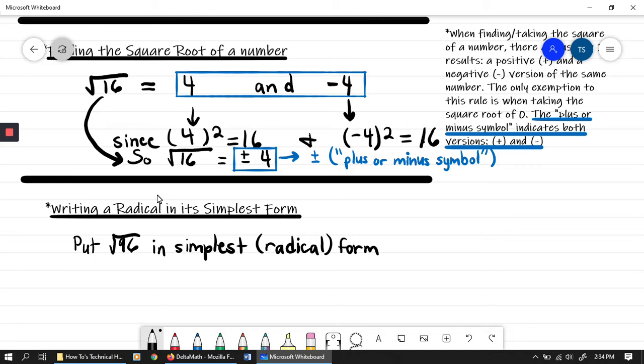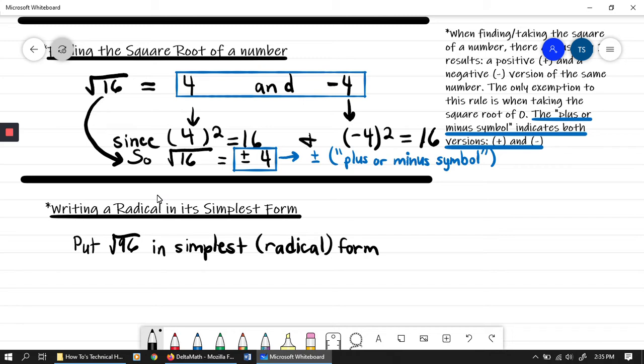So let's say that we're asked to put the square root of 96 in its simplest radical form, or let's say perhaps you just got finished solving an equation, and your result was the square root of 96, and again your only option is to write the answer for that radical in its simplest form. So my suggestion is to think of the factors of 96.